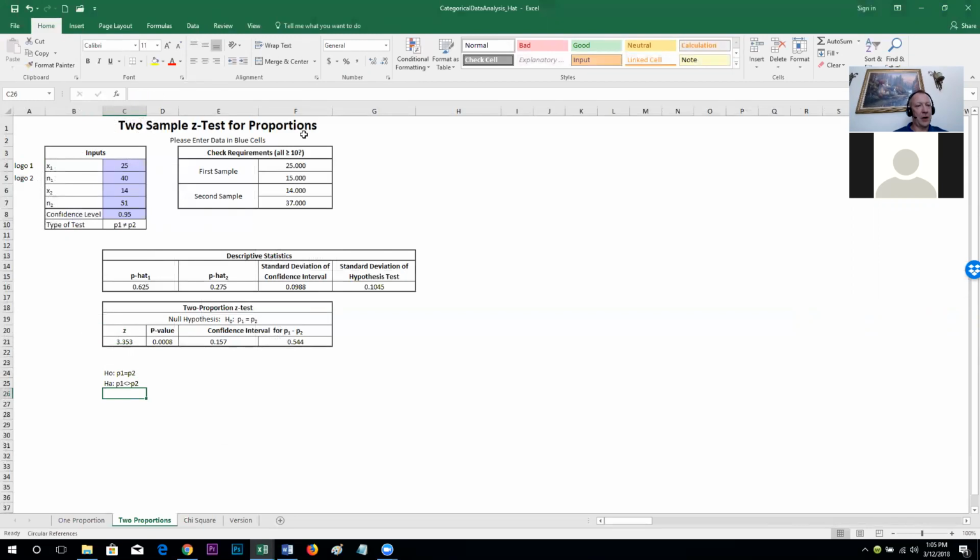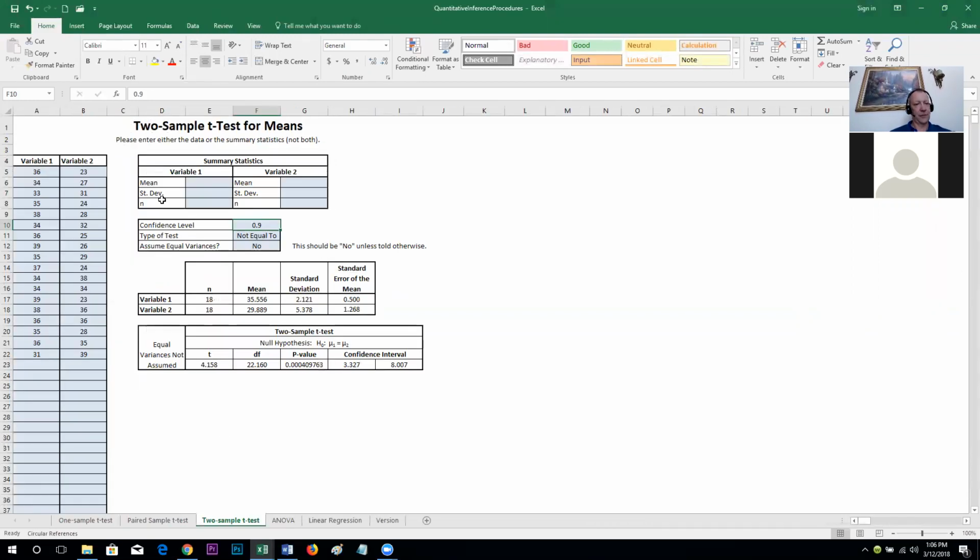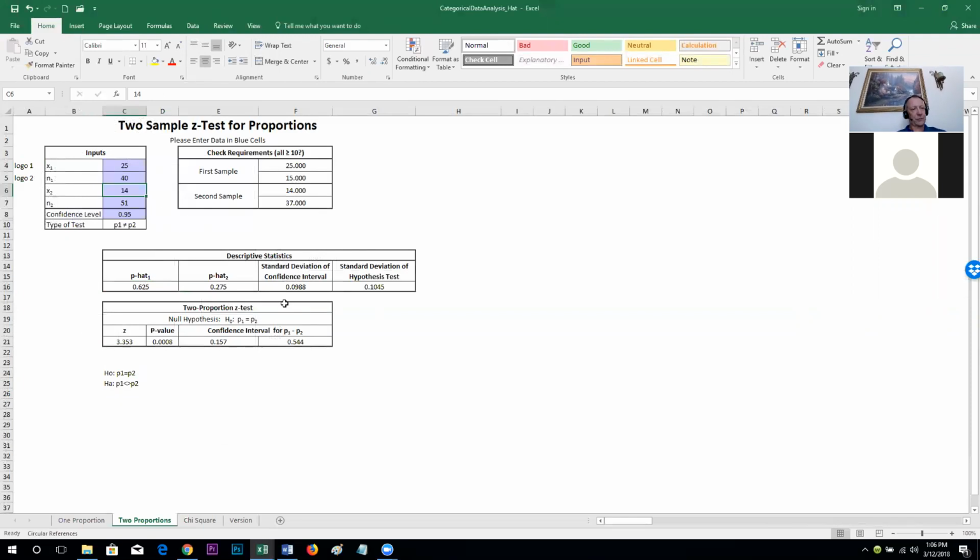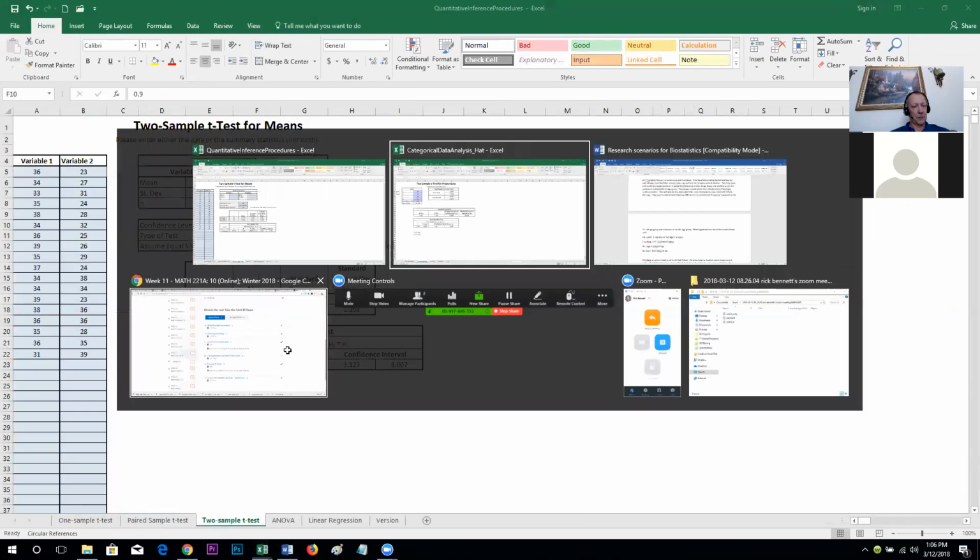You can kind of compare here. So P1 hat is 62.5, P2 hat is 27.5. Clearly those are different. And so the way I did that, no, that's correct. Actually, X2 is the people that like logo 2. So 14 is people that like logo 2 or whatever.